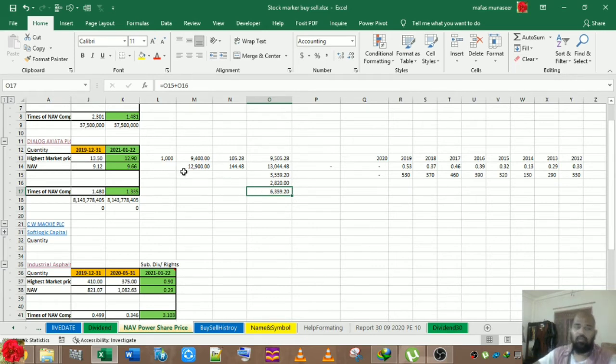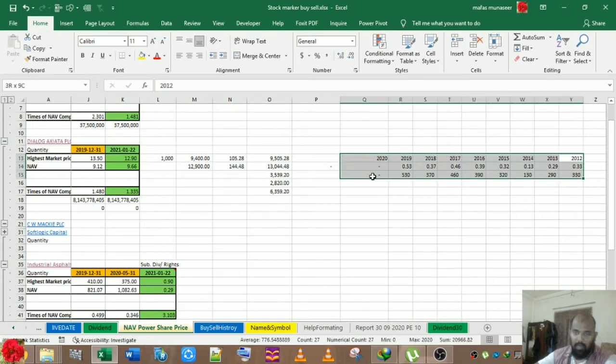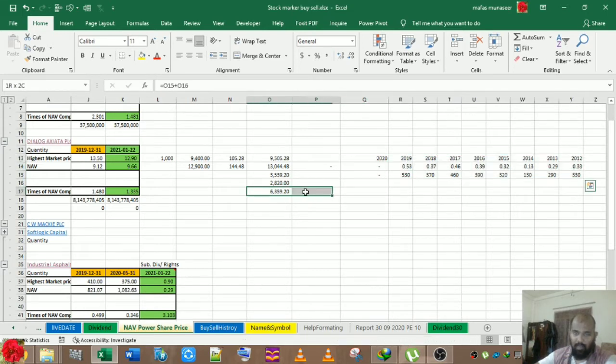So altogether he'll get the profit out of it. After today, if he sells, he'll get all the dividends plus this, altogether 6,359.20 cents. So if we keep it from 2012 until today, he'll get only this much profit. So I'm thinking, is this amount right or wrong? Those are things I don't understand. I'm not checking that one.